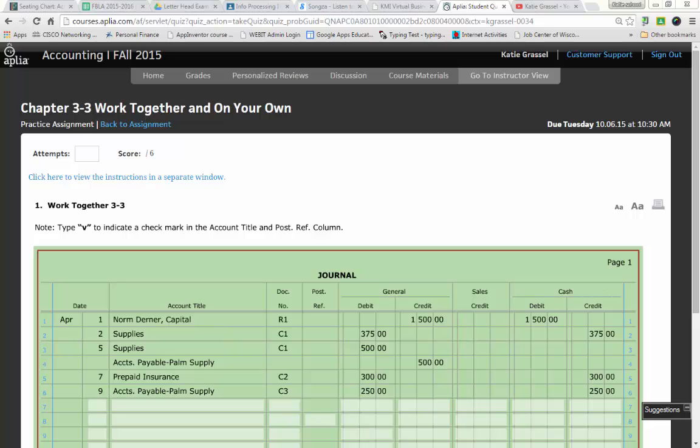And again, special column means it has an account heading at the very top of it. The ones that are not special are just general. And that's because they don't have an account title on them.